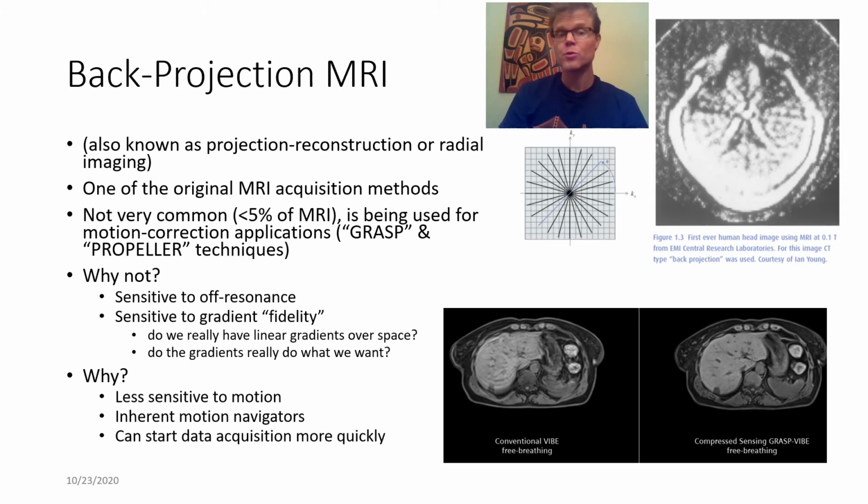Now, the reasons to continue to do back projection or similar MRI methods is they are inherently less sensitive to motion, and they can actually include motion navigators in them because of the way they sample data. And it turns out they can also start the data acquisition very, very quickly.